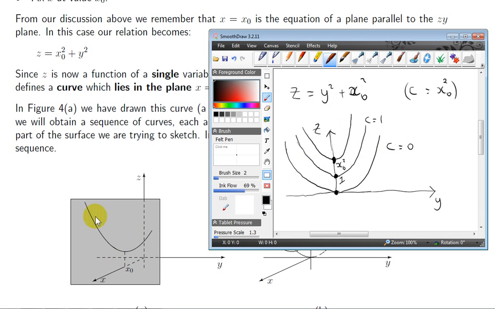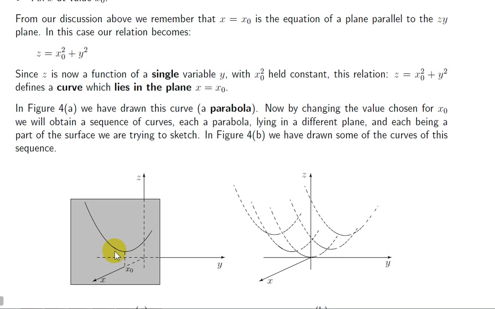Well, of course, except that we are not cutting through the z-axis now, but through a plane parallel to the yz plane. So the minimum value of the curve will be x0 squared. That's when y is 0. So this curve is a parabola. It's meant to be this one here. It has the same shape as this one. It's just displaced away from the yz plane. So here's a cross section of the paraboloid at x equals x0. But of course we can vary the value of x0 and consider many other cross sections.